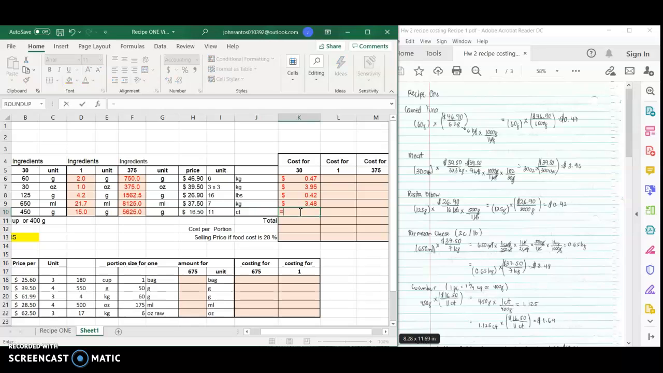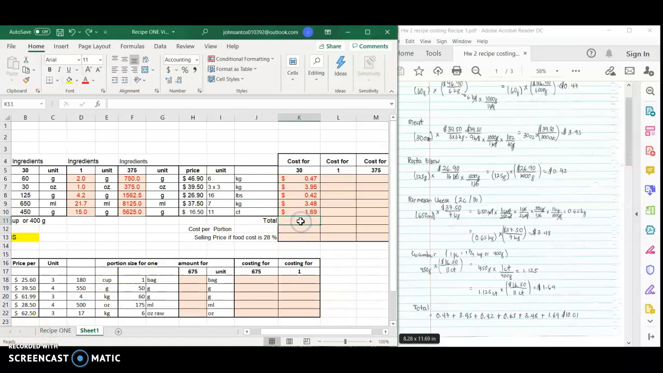So put in your formula, click on your 450 divided by 400, then multiply it by the price that you have, which is $16.50, divided by 11, and that will give us $1.69.